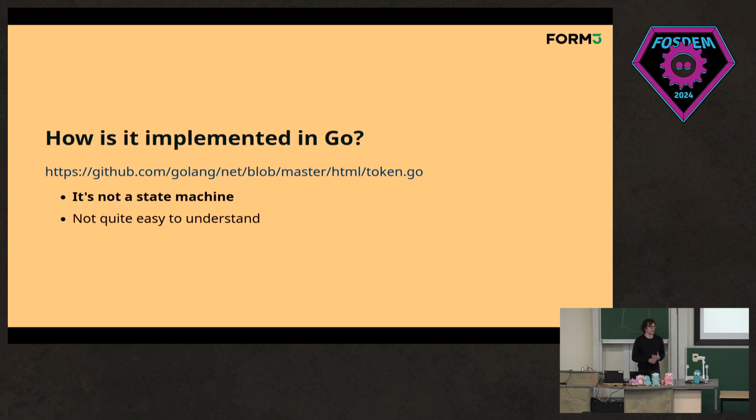If you look at the Go implementation, though, it's not a state machine, and it's not quite easy to follow, at least for me. So I thought, if there was a report for it, then there might be other bugs lurking around.